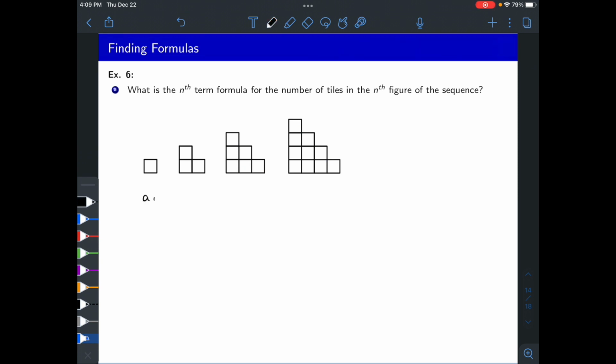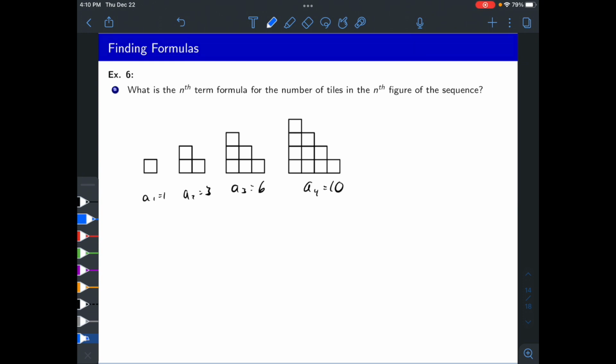All right, so this will be a sub 1, which equals 1. A sub 2 is equal to 3. A sub 3 is equal to 6. A sub 4 is equal to 10. And you could keep going and so on and so on. So let's look for patterns here. Again, there are a bunch of ways that we could go about doing this. I'll just show you maybe one or two of them.